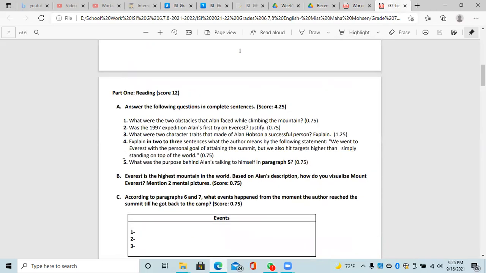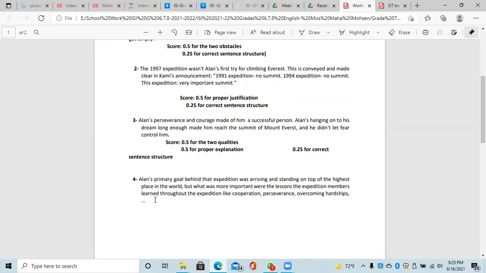Number four, explain in 2 to 3 sentences what the author means by the following statement. Quote: we went to Everest with the personal goal of attaining the summit, but we also hit targets higher than simply standing on top of the world. Close quote. So you have to explain this statement in 2 to 3 sentences. So let's see the answer.